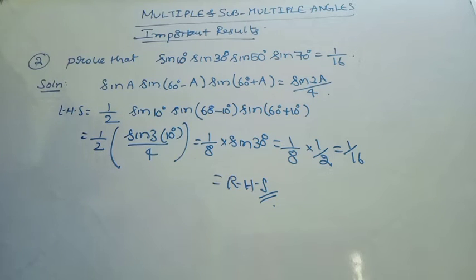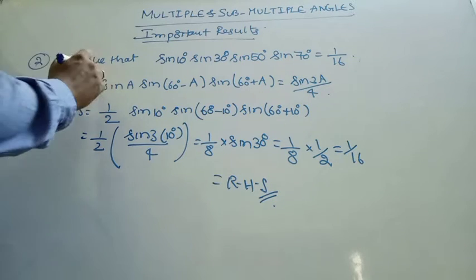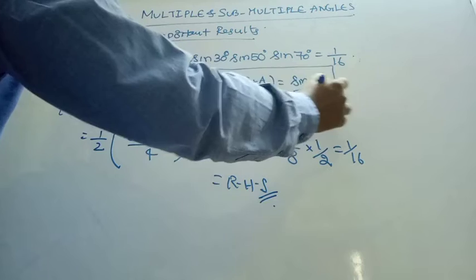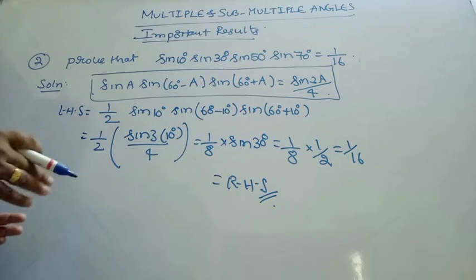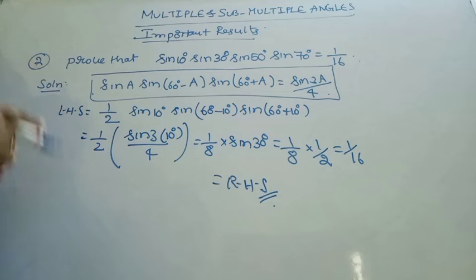See how beautifully we have got this problem. Based on the result sin A, sin 60 minus A, sin 60 degrees plus A, this we proved. Based on this, many problems can be proved. If you identify that result, then we can prove many things.